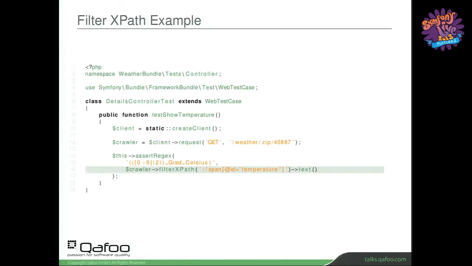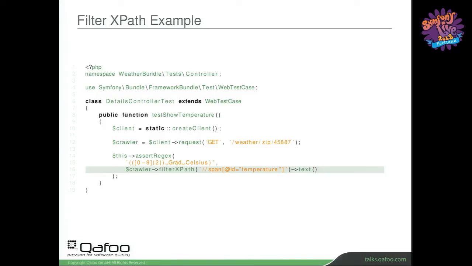Okay, so this is an example of filtering using an XPath expression. Again, we create a client and we call the request method on it and go to some URL and get a crawler back. And now on the crawler, we can call filterXPath, give it an expression, and it will return a new DOM crawler object. Like in jQuery, it would always return a new jQuery object. And then you can call additional methods.